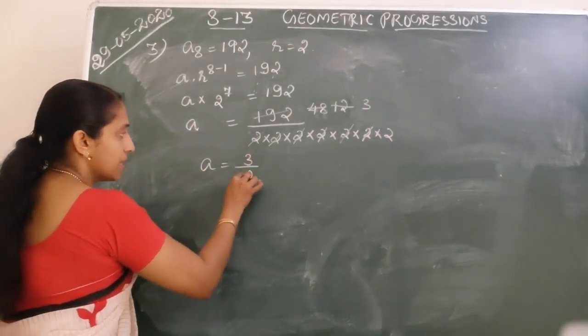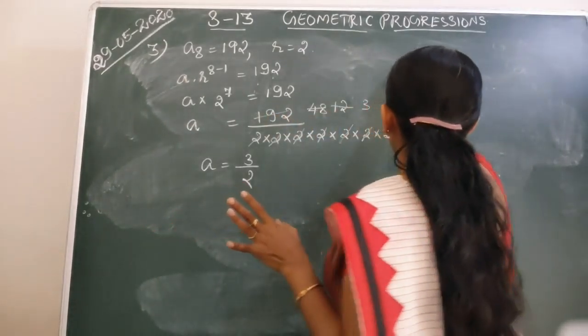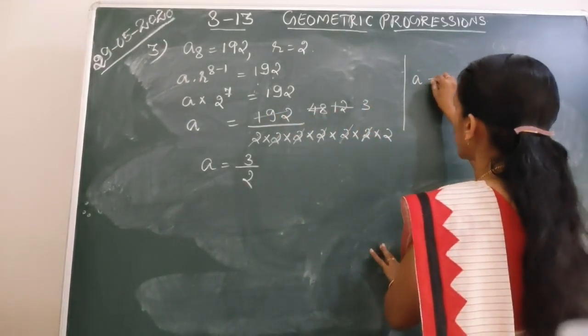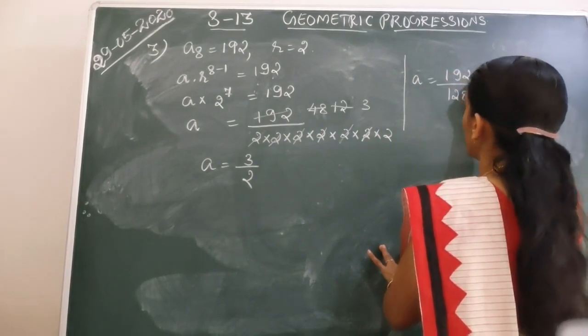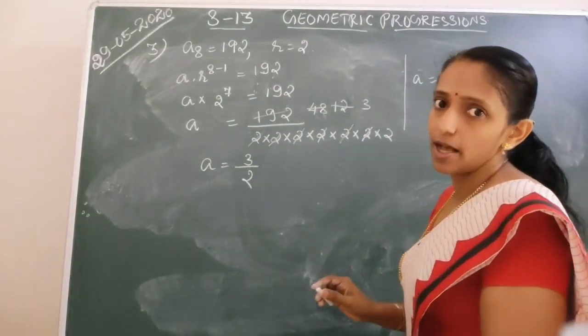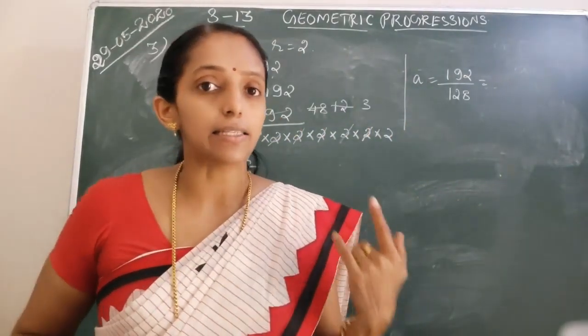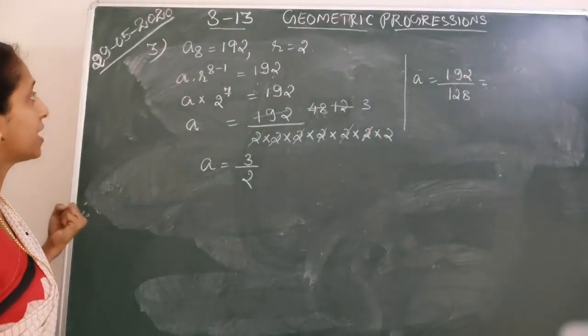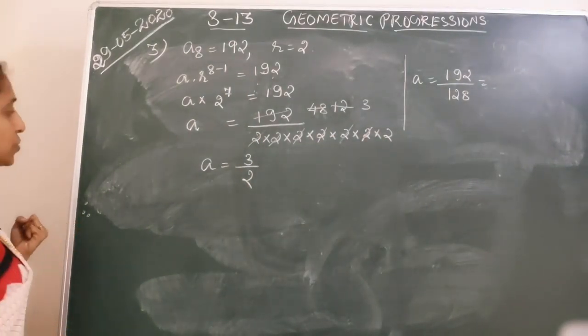Or suppose you know 2 to the power 7 directly, you will write A equal to 192 divided by 128. There also you will get 3 by 2. Okay. So we got A as 3 by 2. Now you have to find the 12th term.